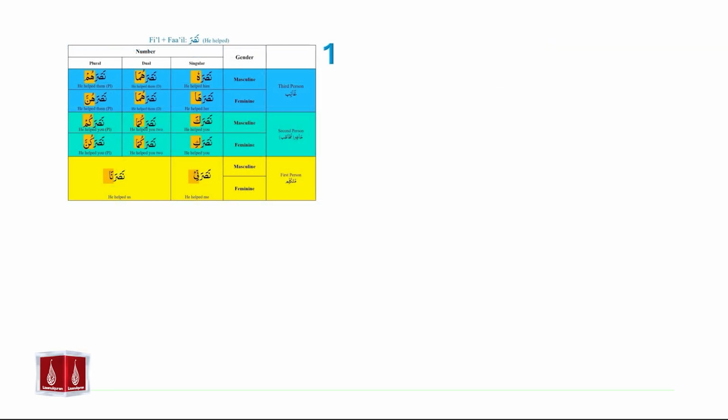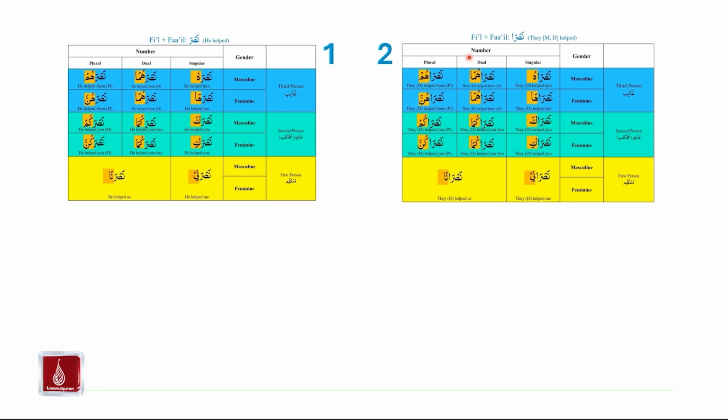Now we are going to do practice of Jumlah Fi'liya using different combinations of Faa'il and Maf'ul as personal pronouns. Here we are going to use Fi'il plus Faa'il combination of Nasara. Nasarahu, Nasarahuma, Nasarahum. Nasaraha, Nasarahuma, Nasarahunna. Nasaraka, Nasarakuma, Nasarakum. Nasaraki, Nasarakuma, Nasarakunna. Nasarani, Nasarana.